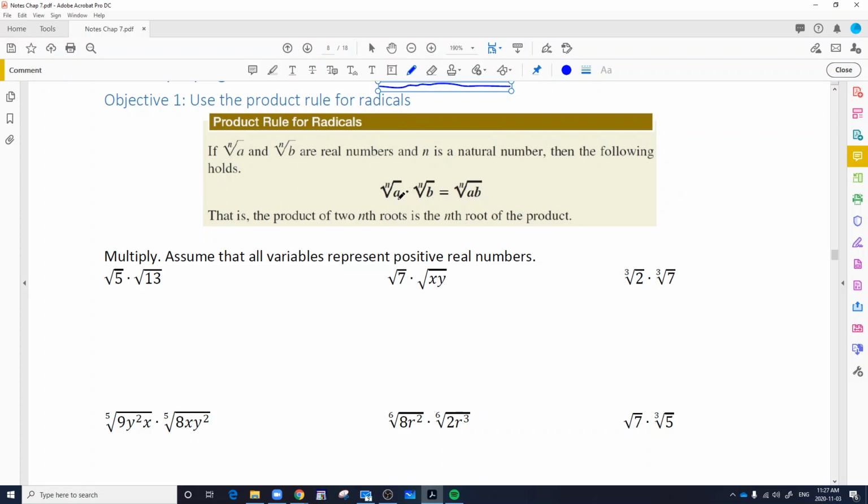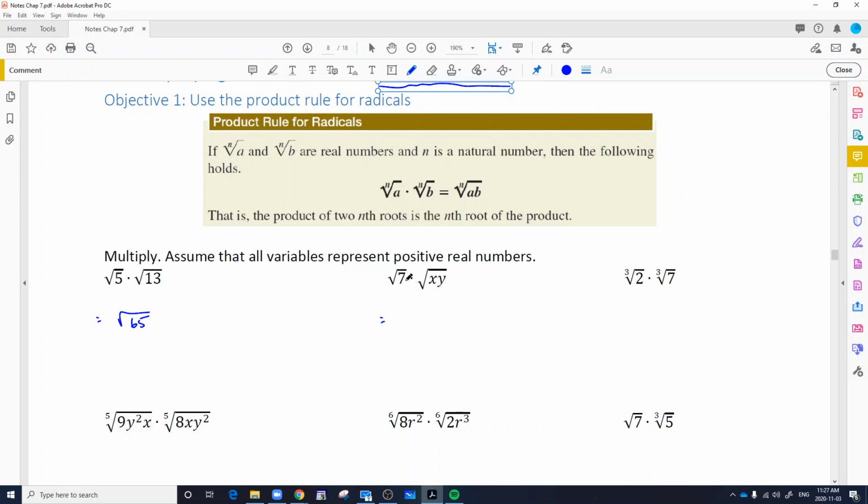So we're going to start with using the product rule for radicals. And all that is that if it's the same index, so if you're taking a square root of a number and you're multiplying it by another square root of a number, you can do it. If you're taking a cubed root of a number times a cubed root of a number, you can multiply. So if I have the square root of 15 times the square root of 13, since these are both square roots, I can do 5 times 13 and get the square root of 65.